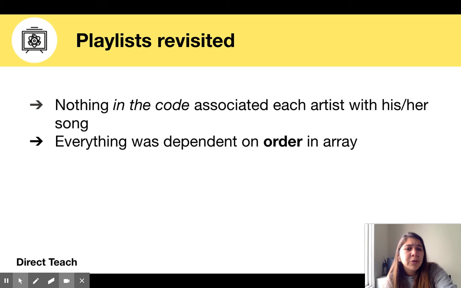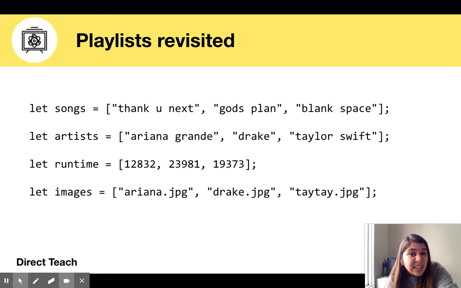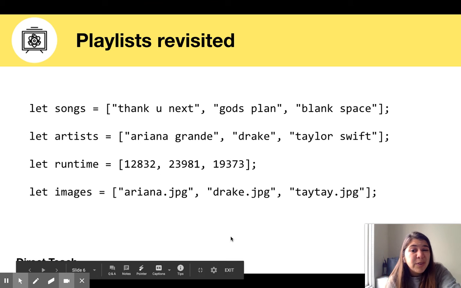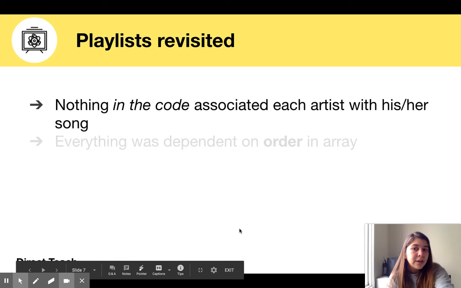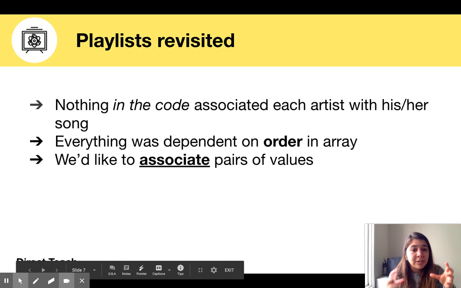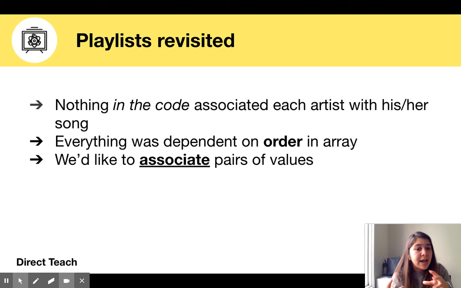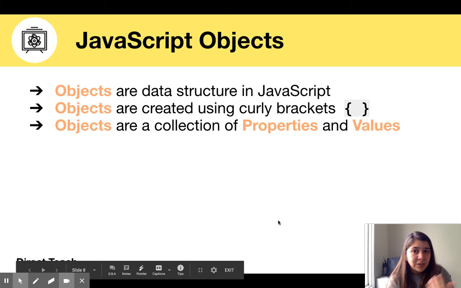Everything kind of depends on the order in the array. And so I could probably guess that, oh, God's Plan is second in the array, Drake is second in the array, and so these things are all going to go together. But we really want to take the guesswork out of it because when you're coding, it's all about precision. So that's a problem. We want to associate these pairs of values with each other. So we want to know that Blank Space is the Taylor Swift song, right? And so that's where objects come in.